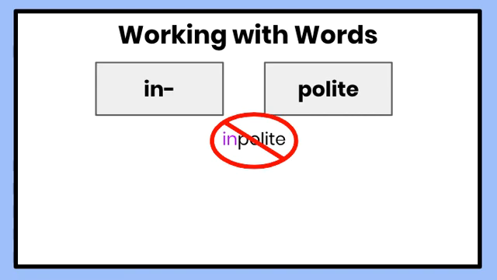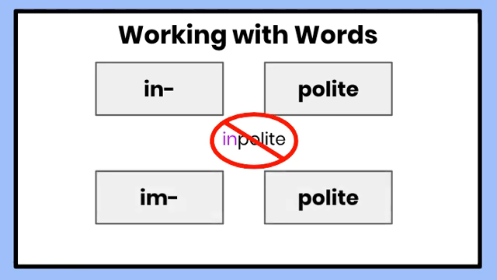When we have a base word that starts with a P, it makes it difficult to say the in prefix. Read it again and notice how your mouth changes from the N sound to the P sound. It's hard to move from our N to our P sound. When we want to add the prefix in to a word that begins with a P, we change the prefix to im because it's easier to say. So let's try that now.